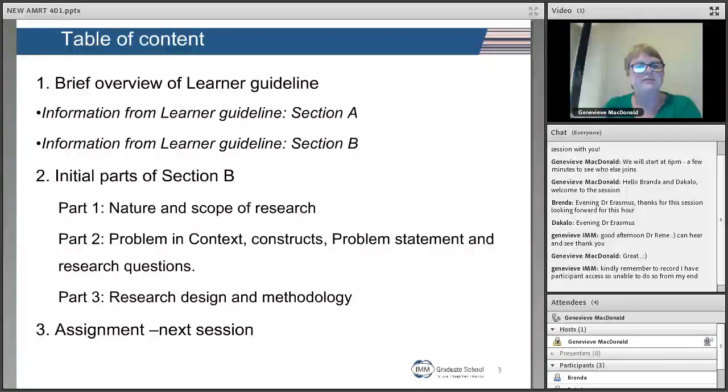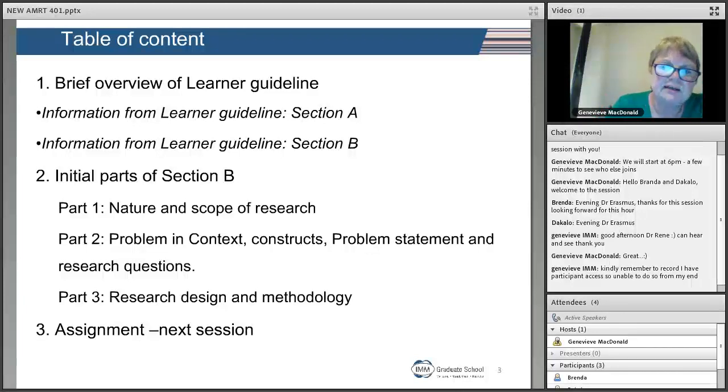So we're just briefly going to look at the learner guideline, what you see in section A of the learner guideline, and what you see in section B. The A part of the learner guideline is usually to give you a broader picture of where the module fits into the actual curriculum of the postgraduate studies and how it conforms to the way that it was registered.